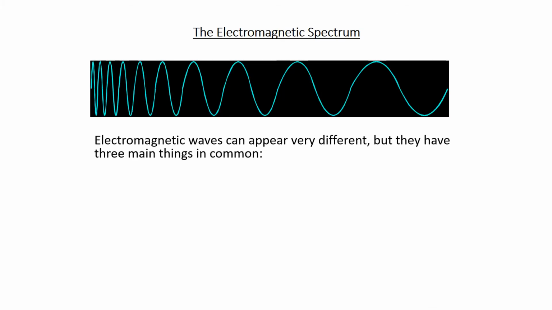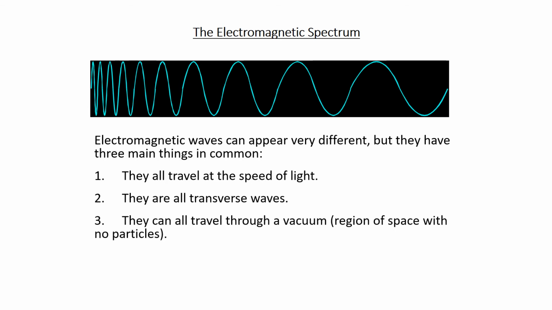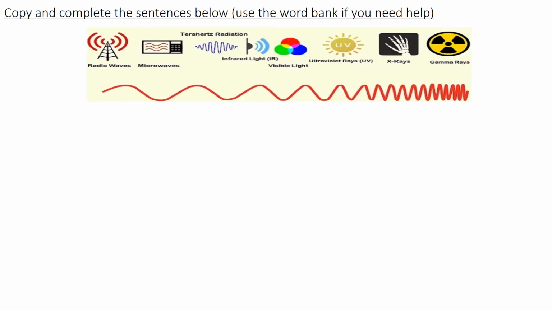Electromagnetic waves can appear very different, but they have 3 main things in common. They all travel at the speed of light. They are all transverse waves, and they can all travel through a vacuum. So think about this. You can't scream in space, but the UV radiation and the infrared radiation from the sun get from the sun to the earth through space, and space is a vacuum.